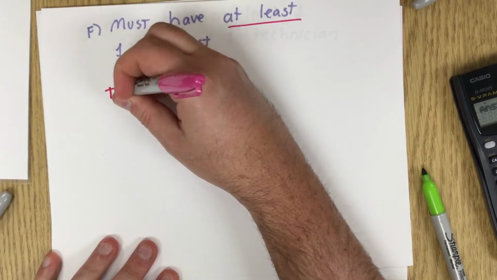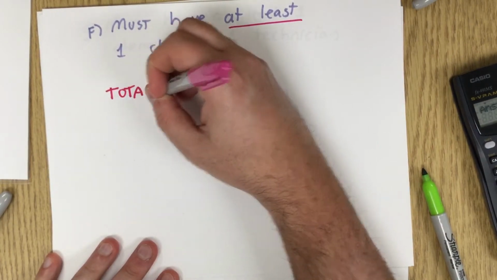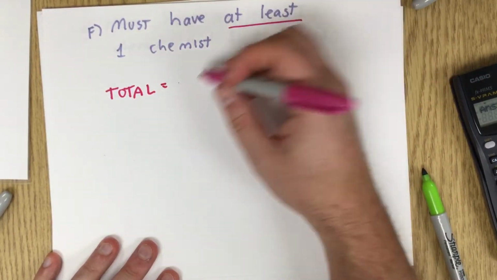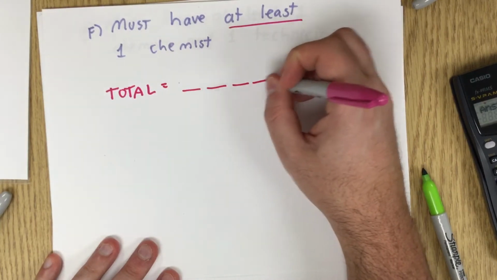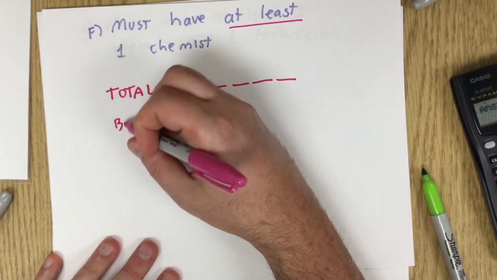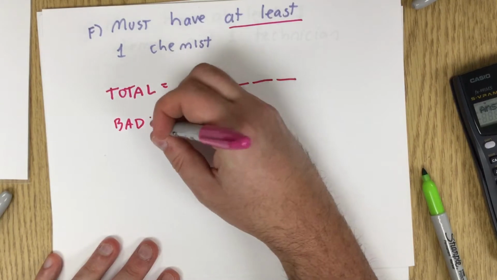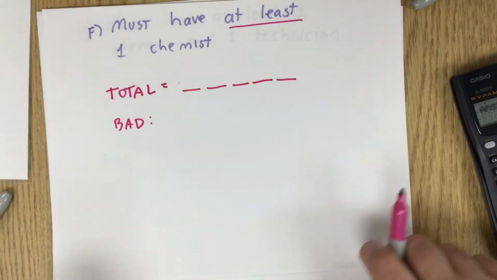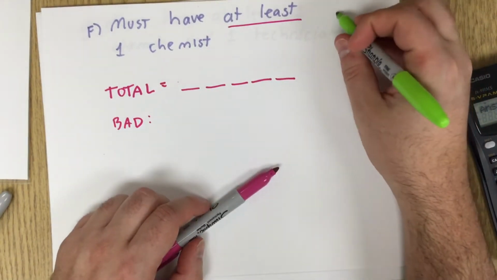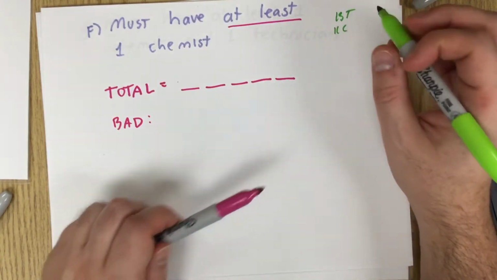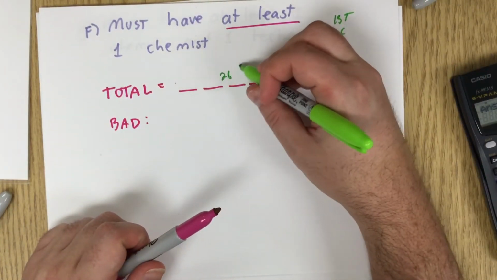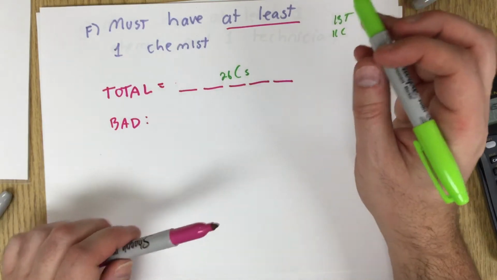So the total is going to be anything, so no restrictions at all. The total, and then we're going to have a bad one. The total would be no restrictions at all. There's 15 techs and 11 chemists. So that's going to be 26 choose 5.